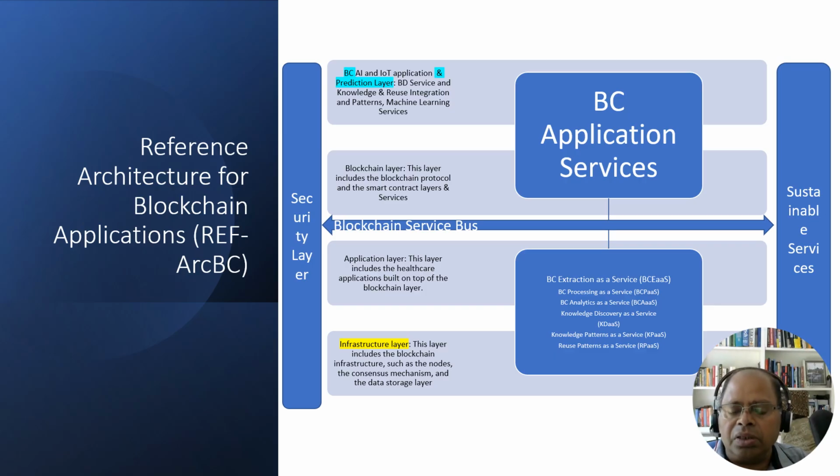As I said, this evolved from service-oriented architecture. Therefore, all layers are connected through services. They are not tightly coupled, they are loosely coupled. So therefore the service bus plays a crucial role. And on the side, you have a security layer and sustainability layer, which may be a library of blockchain services. So that's the reference architecture.